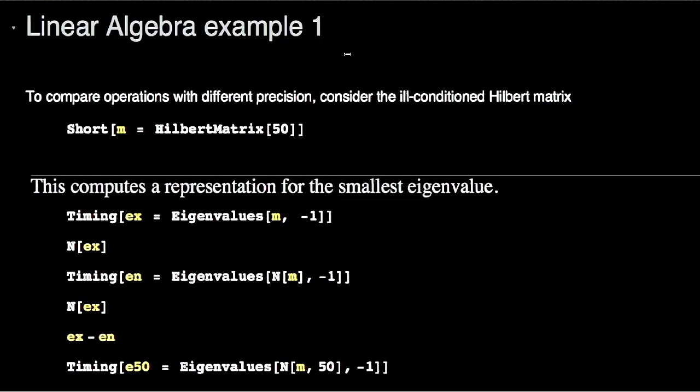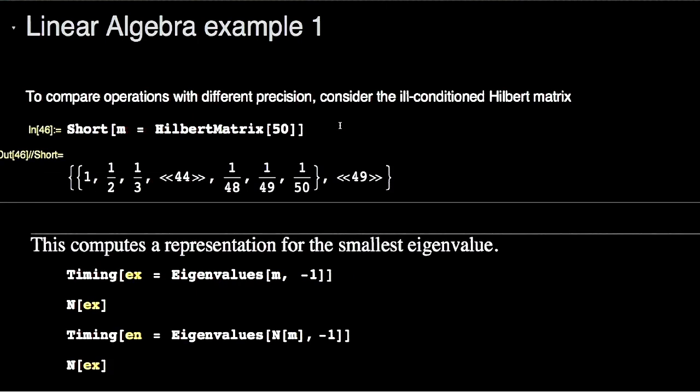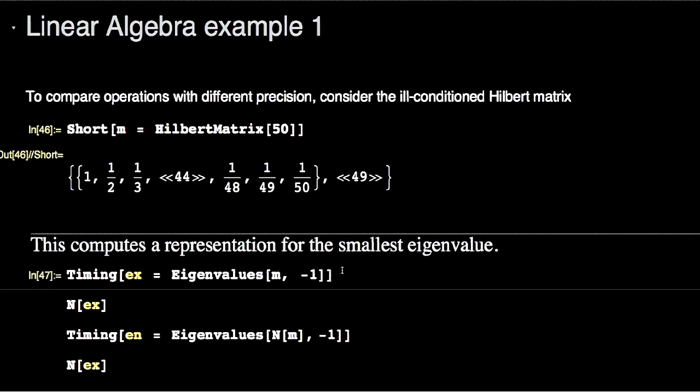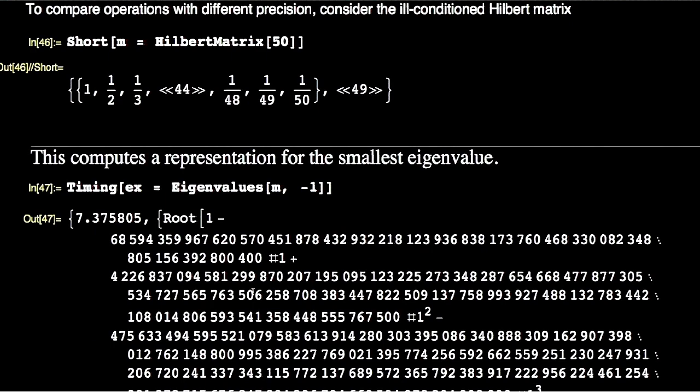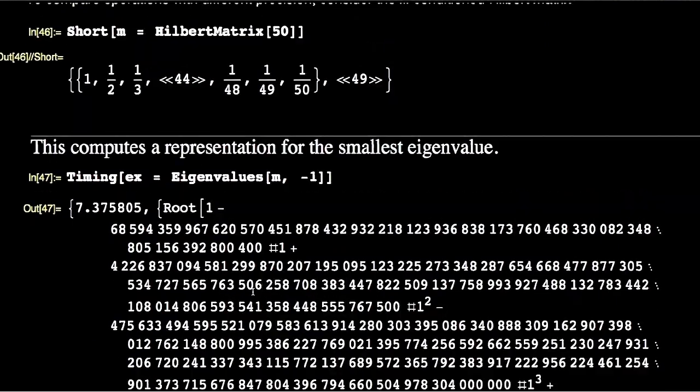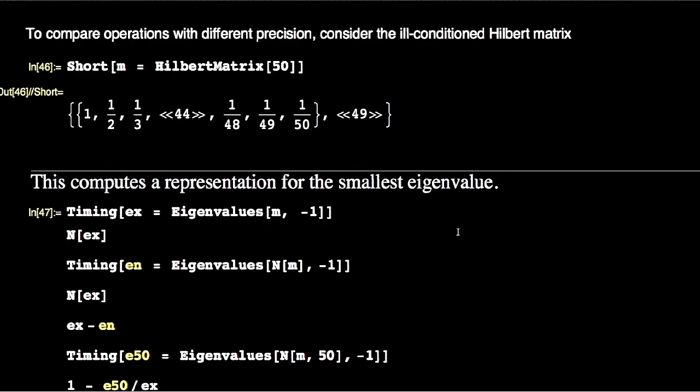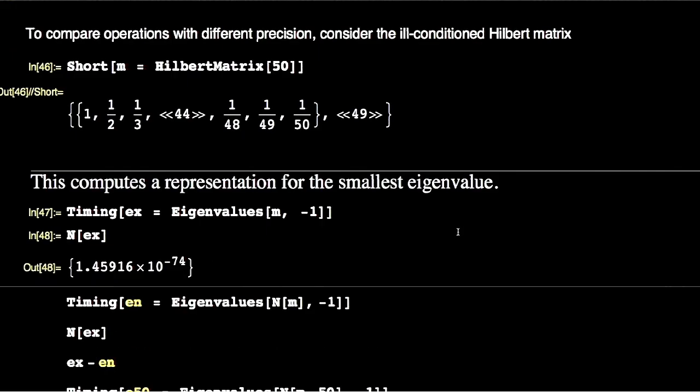Okay, so let's take an example, the Hilbert matrix. This is asking for the smallest eigenvalue of the Hilbert matrix. Notice that the Hilbert matrix comes out exact. Again, exact in, exact out. And that's why it took so long. It took 7 seconds, but I actually have an exact result in terms of these root objects. So that's a truly exact result. But I can take the numerical value of that instantly, and that's going to be an accurate numerical value because it's based on the root object, which has accurate information.